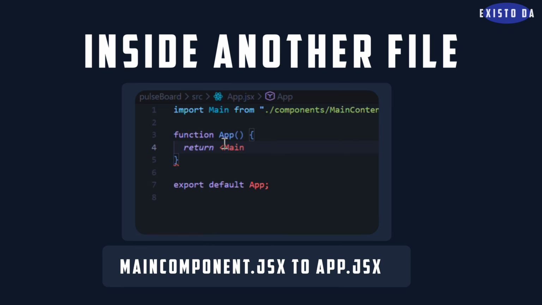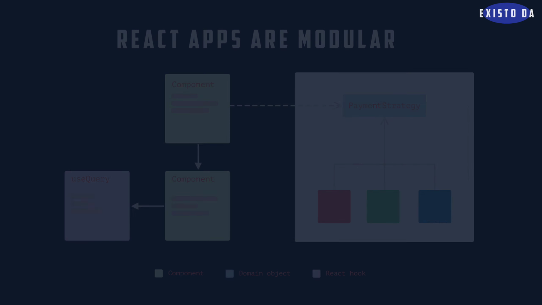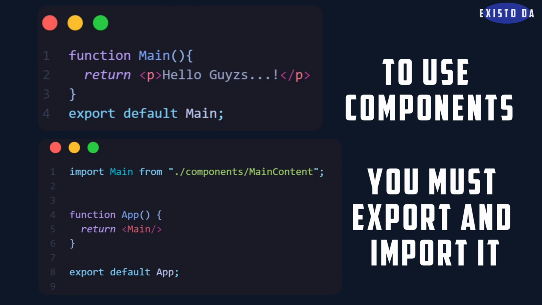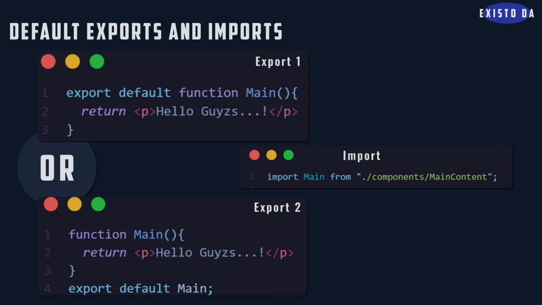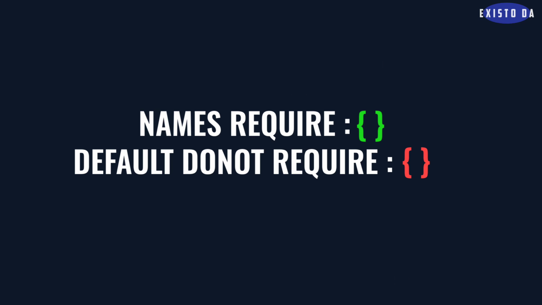Inside another file, React apps are modular. You separate logic into files. To use a component, you must export and import it. Default export. Named export. Named exports require curly braces.